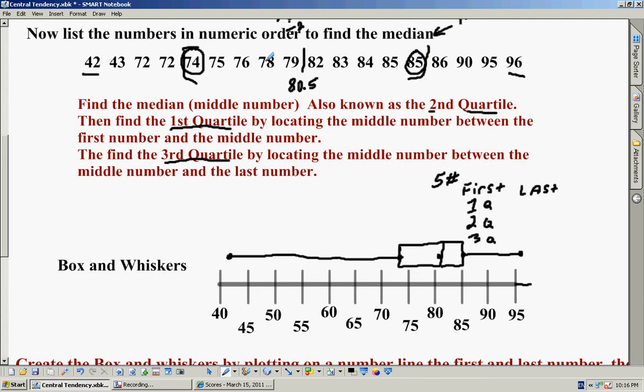That's where the majority of our data is. 1, 2, 3, 4, 5, 6, 7, 8, 9, 10 of the 18 numbers we had. 10 of them fell in this box. 4 fell on this side and 4 fell on this side. So it just gives you an idea of where your most popular numbers are. Okay, and so that's how we use the box and whiskers. It gives us just a visual of where the numbers fall in the graph.